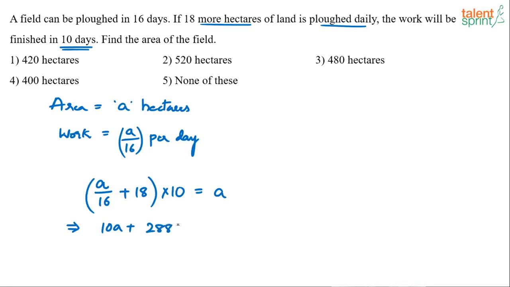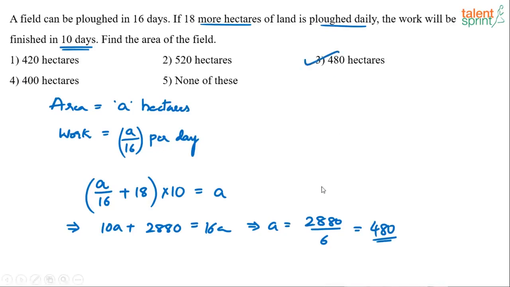So 288 into 10, 2880 equals 16A minus 10A. So basically 6A equals 2880. A is equal to what? So A will be equal to 2880 divided by 6. Simplify this. This will be 480. That's your answer.